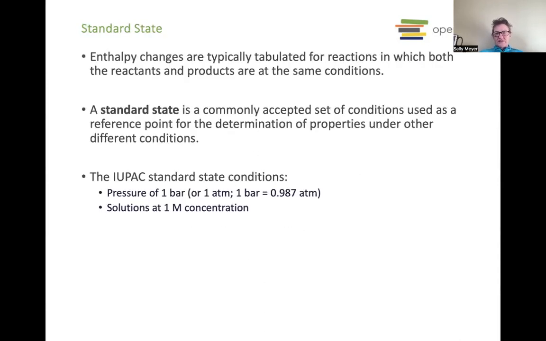So enthalpy changes are typically tabulated for reactions in which both reactant and product are in the same conditions. And we usually call those the standard state. So if you go to a table, you need to know what conditions, so you know something about the quantities. A standard state is a commonly accepted set of conditions used as a reference point for the determination of properties under different conditions. So for us, our standard state is going to be the bar.